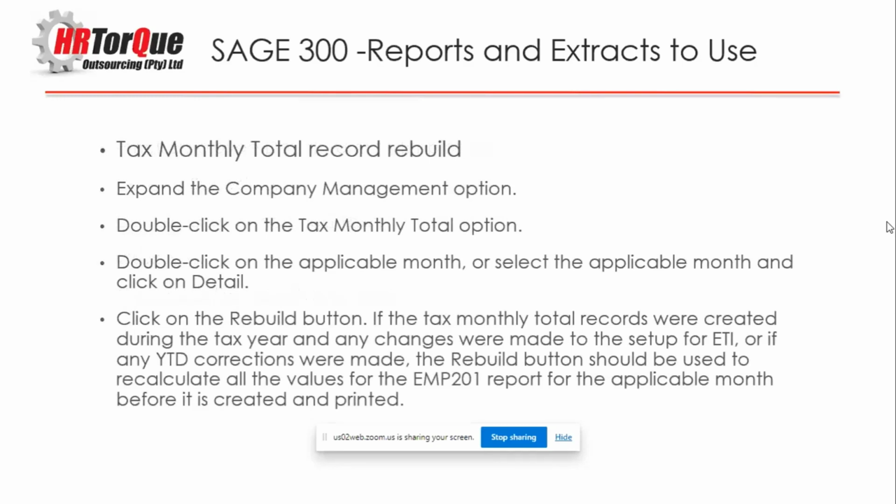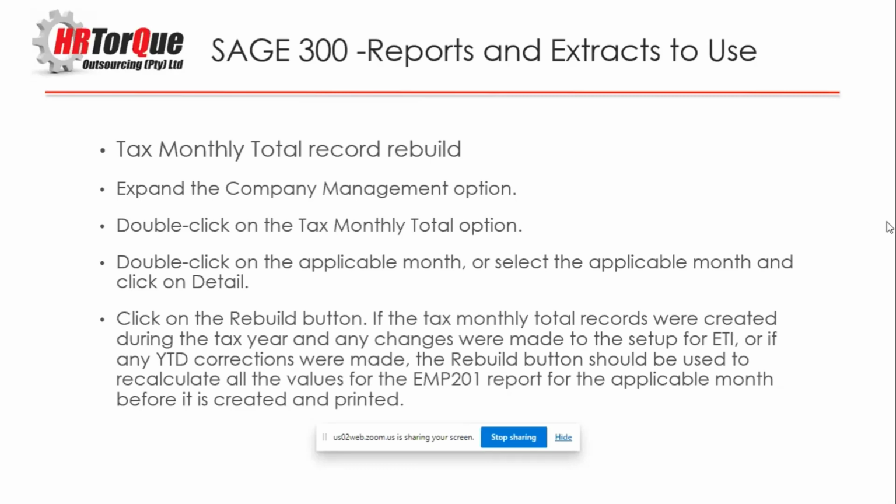Okay, so on Sage 300, and anybody here that is using Sage 300, I would assume that you do your tax monthly total every month. This is where you print your EMP501. So when you get to August or February, you should already have each month available where you have submitted your EMP501s for each company. What they suggest that you do is, because often we do adjustments during the year, maybe you've done an update that will now influence the ETI calculations, etc.